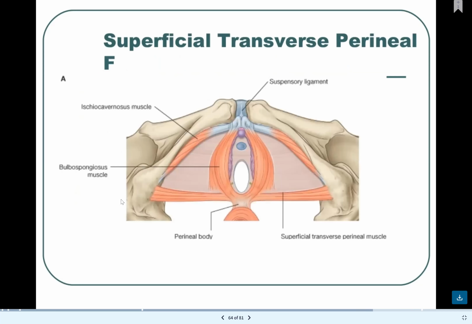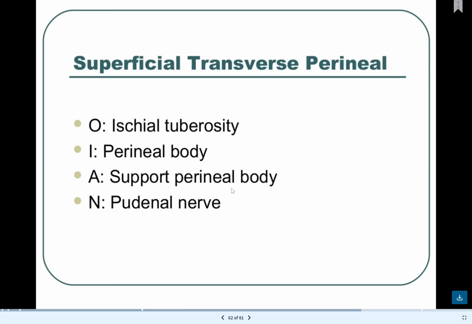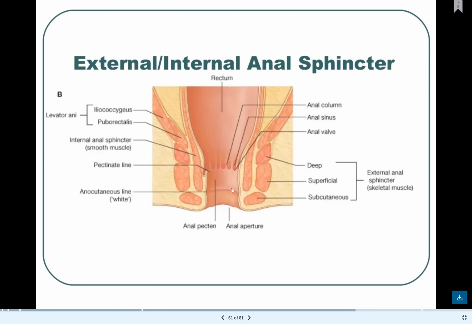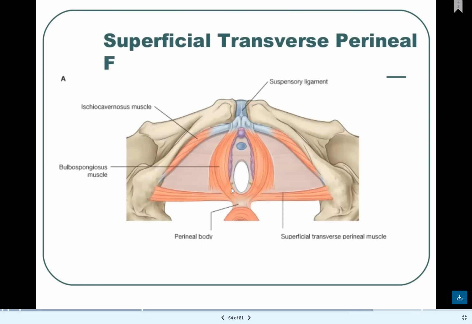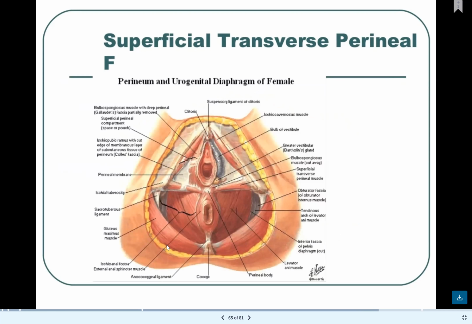So now we looked at the superficial transverse muscle. We saw the external and internal anal sphincters, superficial transverse muscle, and external urethral sphincter. So we are looking at the superficial transverse perineal muscle. So this whole thing, these are the superficial transverse perineal muscles. All these muscles together with the perineal membrane. All these muscles that you see there, they are superficial perineal muscles.